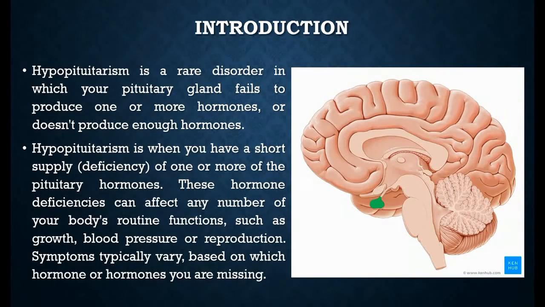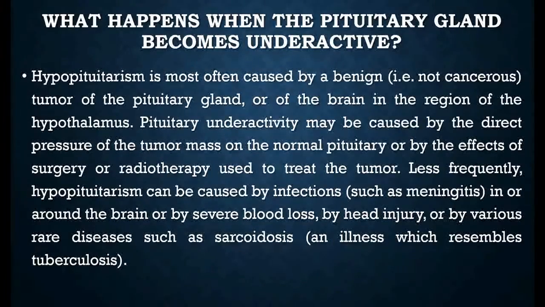Hypopituitarism is a deficiency of one or more pituitary hormones. These deficiencies can affect the body's normal functions, which include growth, blood pressure, or reproduction. There are typically different symptoms for each problem, but the main thing is that the hormones are missing. So what would happen if it becomes underactive?